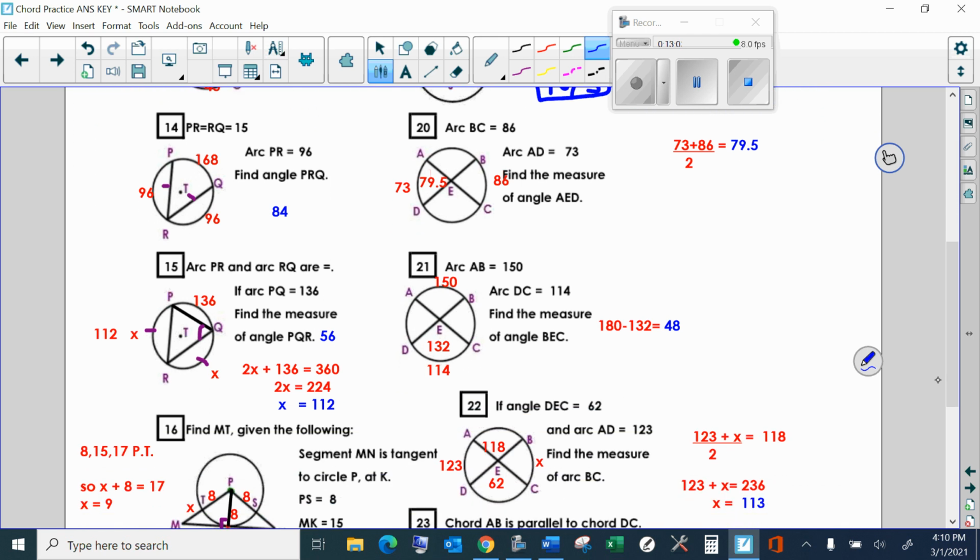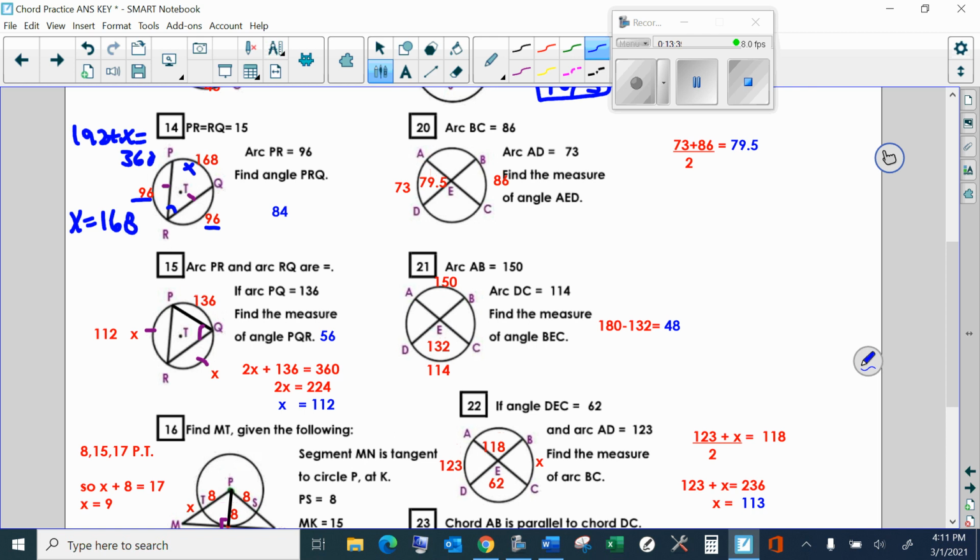Okay, 14 here now. PR equals RQ. So those are the chords. They're equal length, so that means their arcs are equal length. If arc PR is 96, find the angle of PRQ. I want you to find that angle. Well, I know this other arc has to be 96. That's 2 parts of the whole 360. So I have 96 plus 96. I want to call that x. So that'd be 192 plus x equals 360. Subtract 192 across, and you get x equals 168.